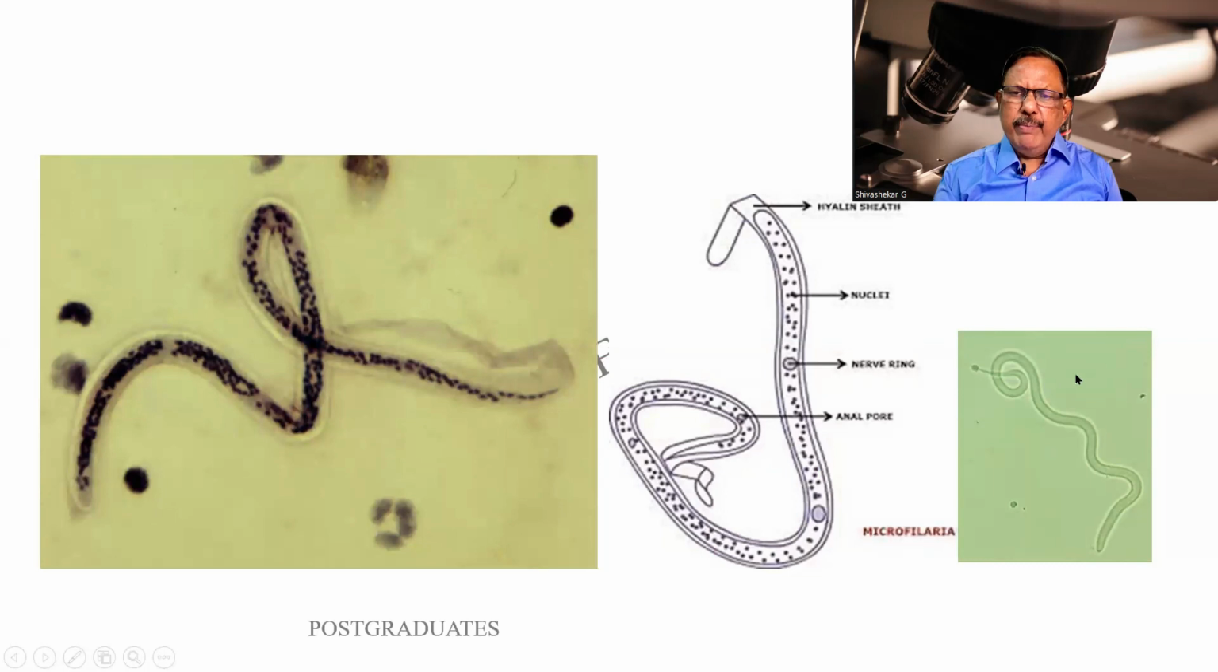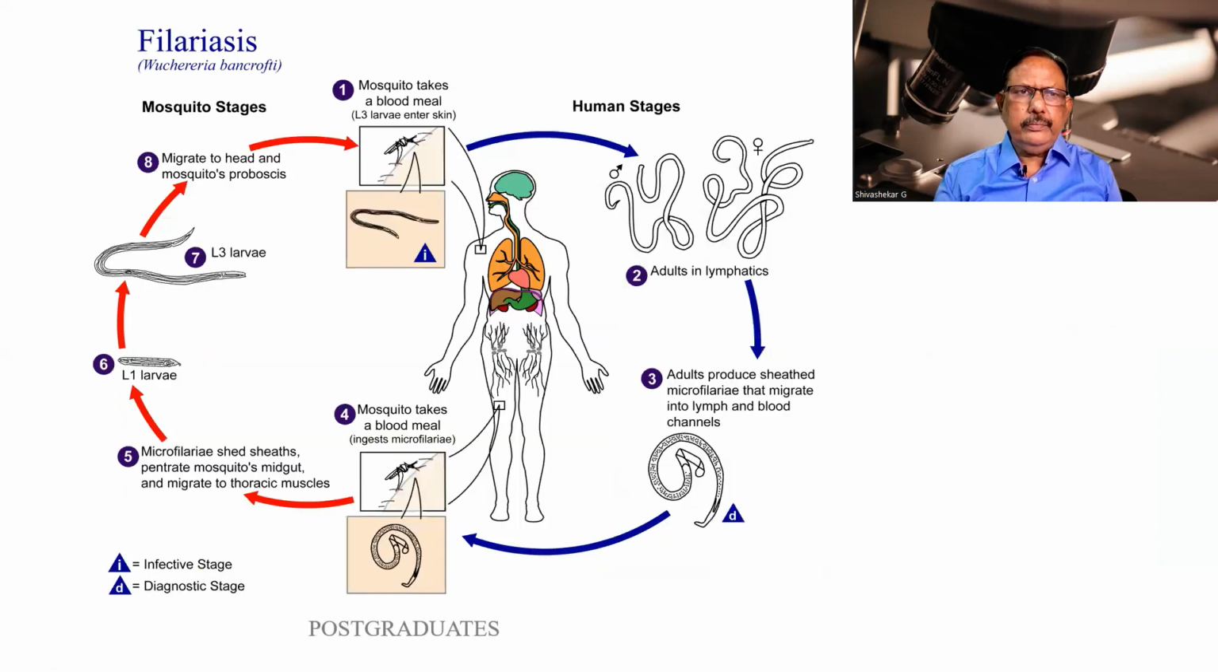This is a wet mount of the same parasite. You will not be able to see it, but it will be surrounded by the RBCs which are moving because of the wriggling motion of the parasite itself. The microfilaria.